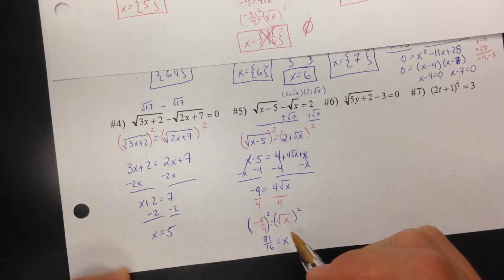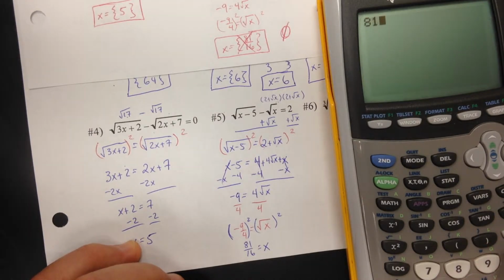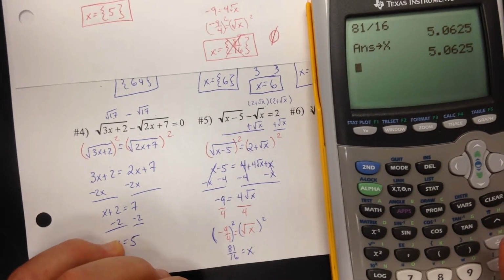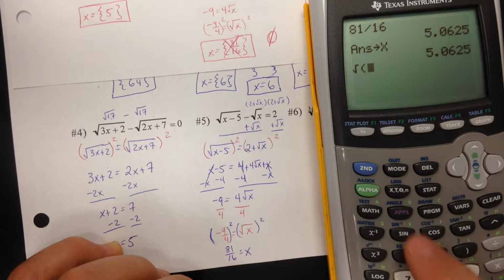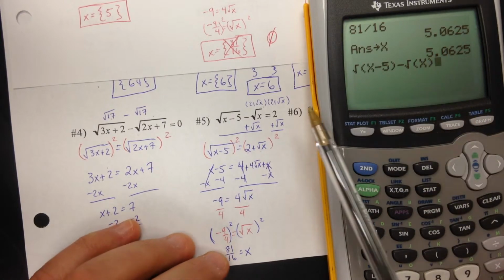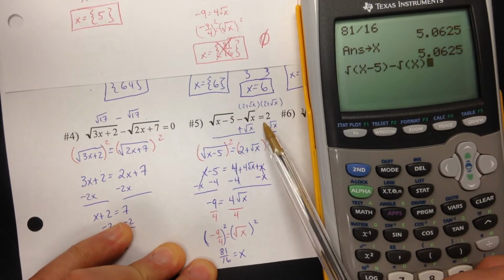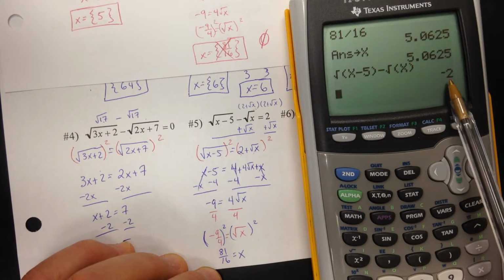Now the question is, does that work? If I take 81 divided by 16, I'm going to store that for x. I'm going to do the left side of the equation, which is square root of x minus 5, close parentheses, minus square root of x, close parentheses. Now what I'm hoping to get out of this is 2. If it's not, then I have the wrong answer. Equals. What I get is a negative 2 here.